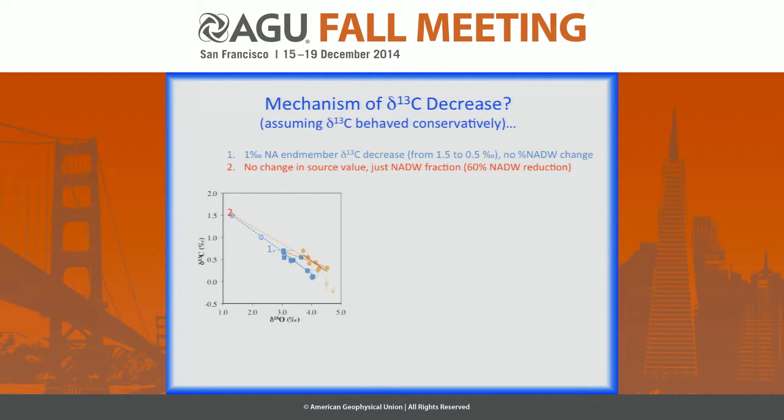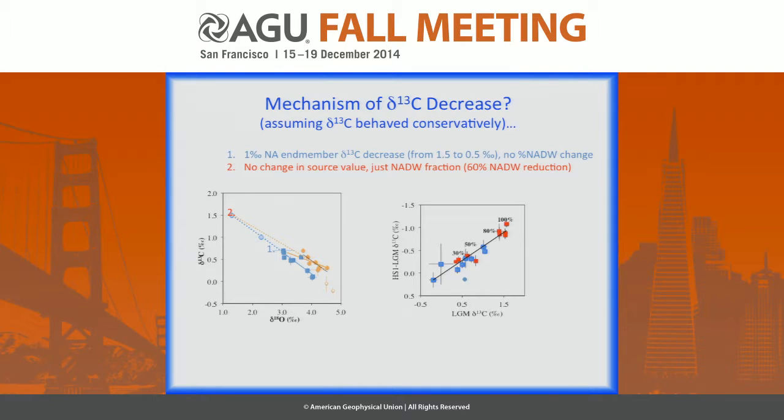Our second scenario, we take the opposite extreme, that there was no change in the Delta C13 of the source value, and that the HS1 value was the same as the LGM value. To find that data point, we project the North Atlantic mixing line to 1.5 per mil, the LGM value, and these mixing lines imply a 60% reduction in the fraction of North Atlantic deepwater to the shallow North Atlantic sites.